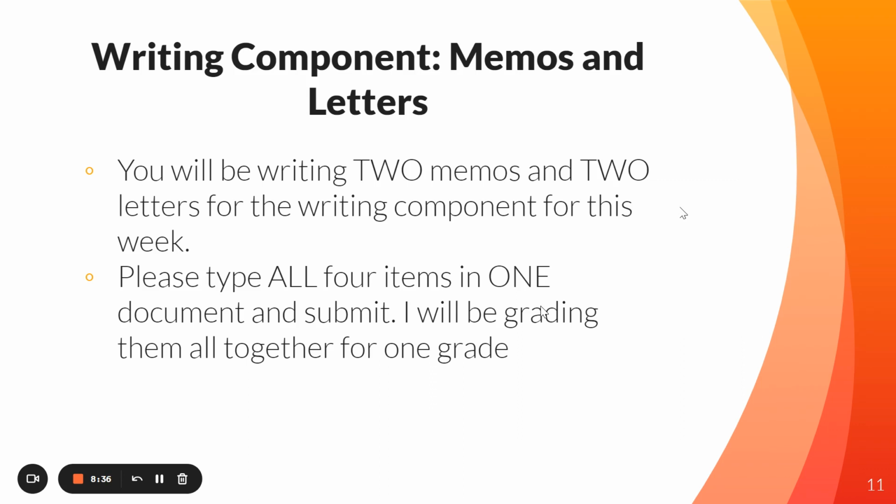So open a Word document, whether it's Microsoft Word or a document in Google. You're going to type your memo and then press enter to go to the next page. Type your second memo, press enter to go to the next page. Type your first letter, press enter, type your second letter, and then you can turn it in.